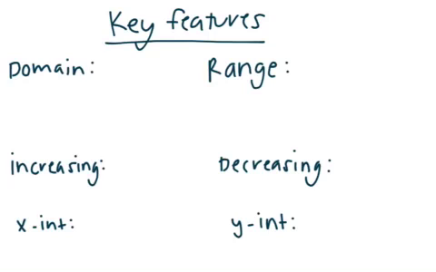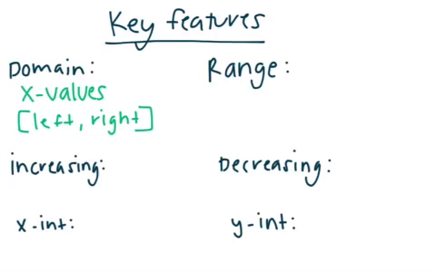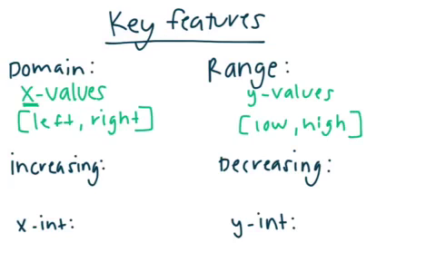So, domain. Domain are our x values. So this is talking about how far left, and we can do it in interval notation, so how far left to how far right your function goes. So domain is always with the x values. Range is always with your y values. And y values, we're talking about how low to how high those y values go on the y-axis.